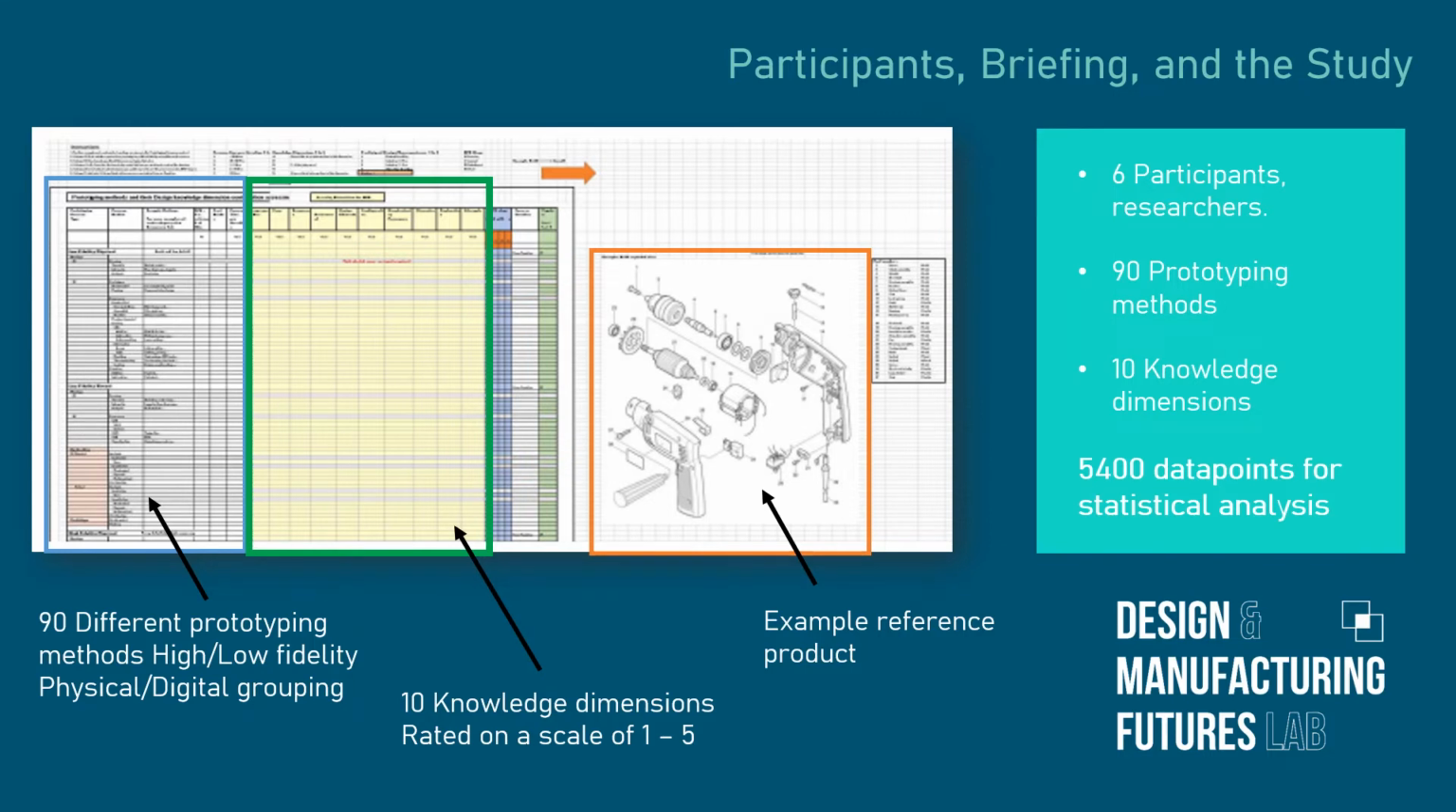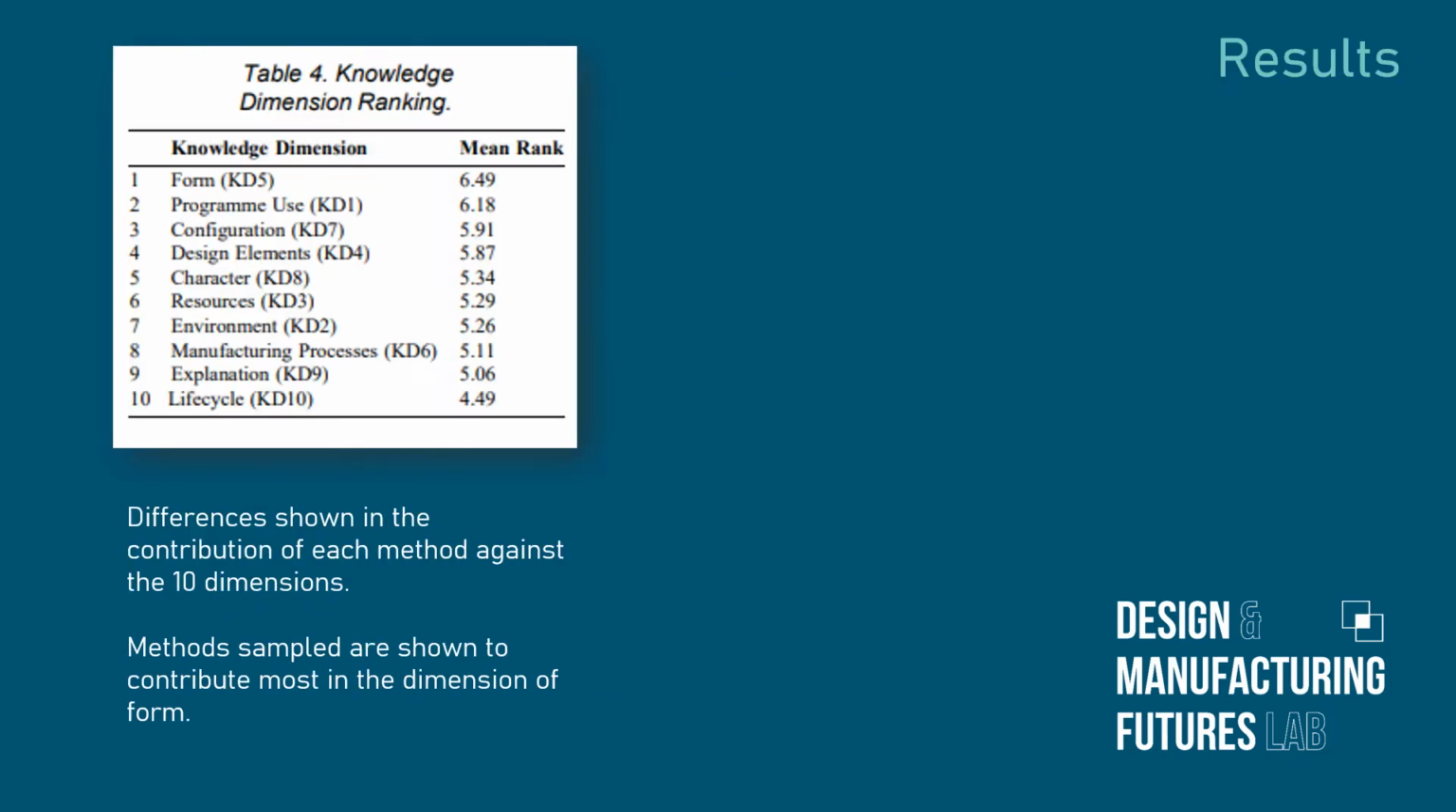Prototyping methods were additionally grouped into high and low fidelity, physical and digital, and created over 5,000 data points for analysis. The first of the results shows indication that the different methods are at least perceived to contribute better to different dimensions of knowledge, with form being shown to rank highly across methods and methods contributing to life cycle ranking the lowest.